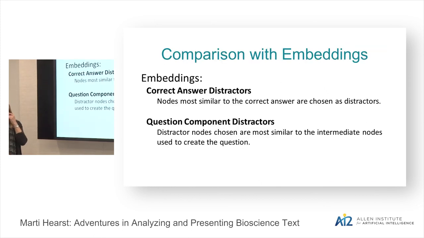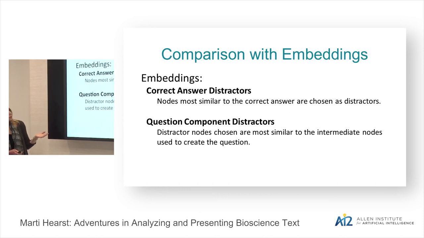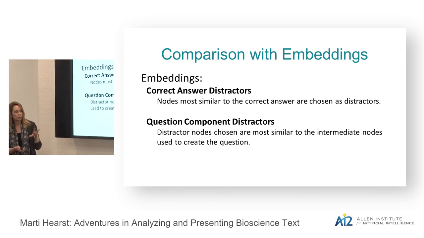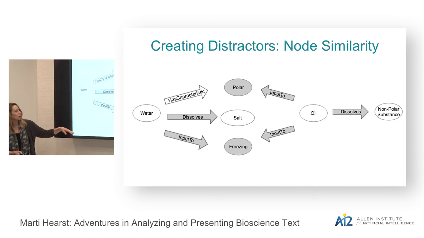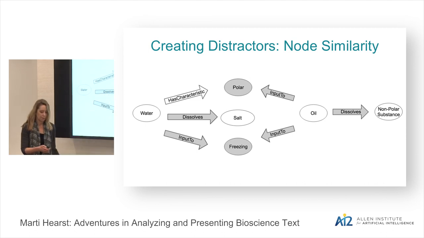So for the embeddings, we required them to find a node from the ontology as opposed to just a random word. In one version, the nodes most similar to the correct answer are chosen as the distractors, according to the words in the nodes that are closest in the embeddings. We did a weighted addition of the terms in the node, with the head word weighted the highest. Or we looked at the nodes that are most similar to the intermediate nodes. So we did the embeddings of the words along these nodes two different ways.